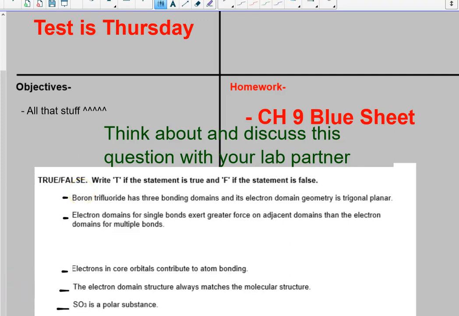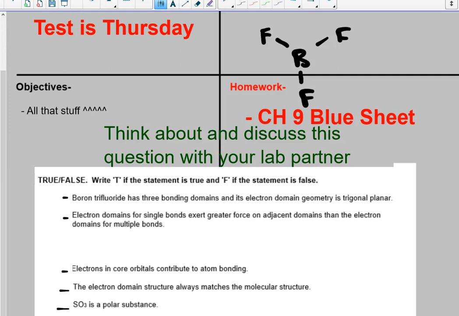Boron trifluoride. You should have that memorized by now. Shh. Please. Boron trifluoride. He usually comes in about 3 or 4 minutes. Yep.